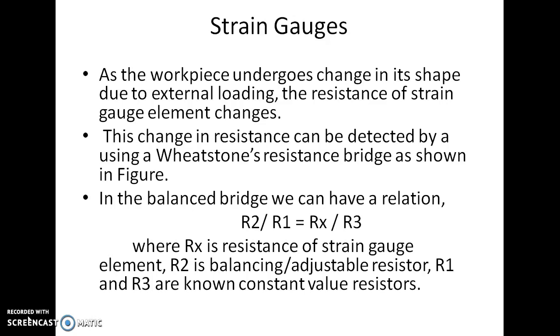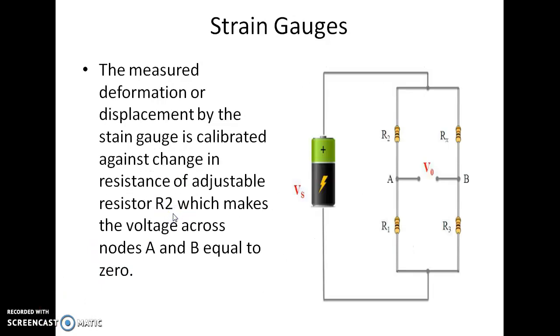R2 by R1 equal to Rx by R3, where R1 and R3 are two constant resistors. Rx is the resistance of the strain gauge and R2 is the balancing resistor. Here we can see the diagram of strain gauge with Wheatstone bridge, that is R1, R2, R3 and R4.